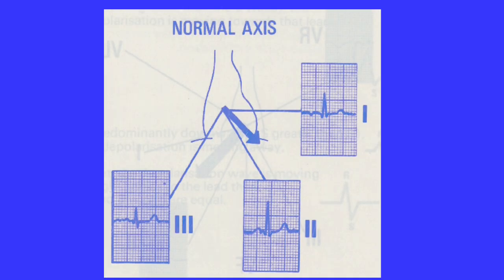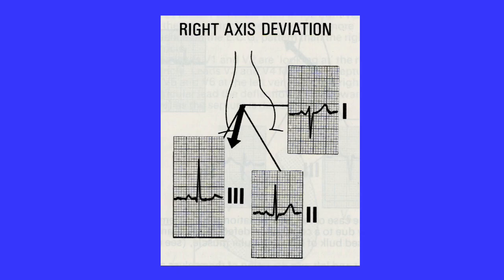ecg.utah.edu. The normal axis shows that the vector is the greatest in limb lead 2 and is upright in 1, 2 and 3 because the normal axis is between -30 and 90 degrees. In right axis deviation, the vector is towards the right, and so in limb lead 1, which is on the left side, it will be negative, while limb lead 2 and 3 will be upright.